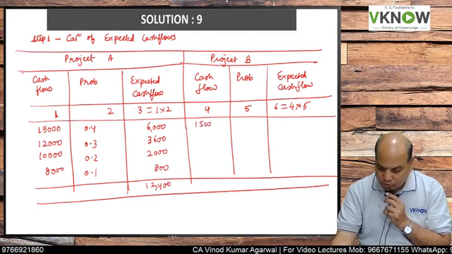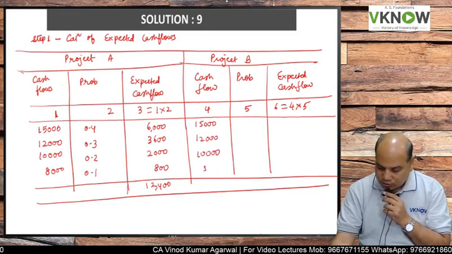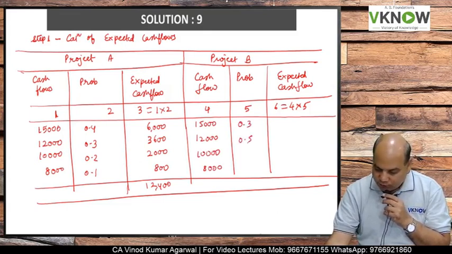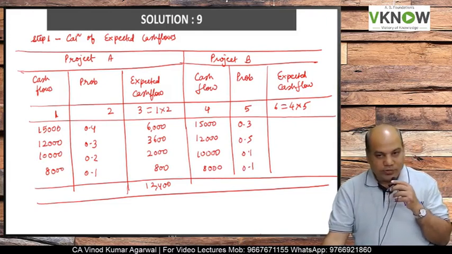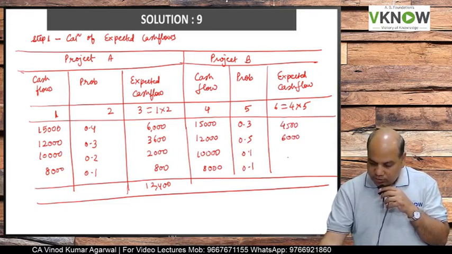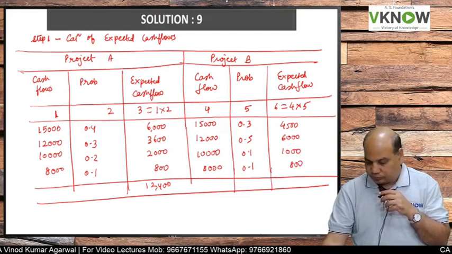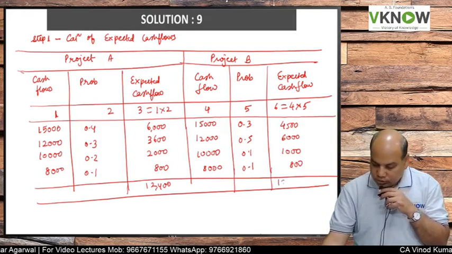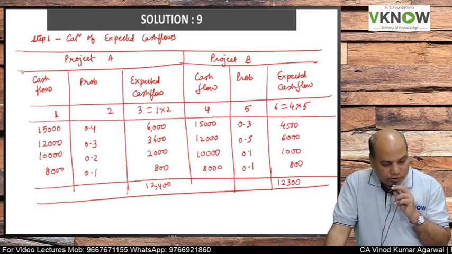Project B, question book in front of you. 15,000, 12,000, 10,000, 8,000. Is it right? And then probability is given 0.3, 0.5, 0.1, 0.1. Yes. 4500 memory plus. 6,000 memory plus. 1,800 total. This total is called expected cash flow. 12,300. This is 12,300.